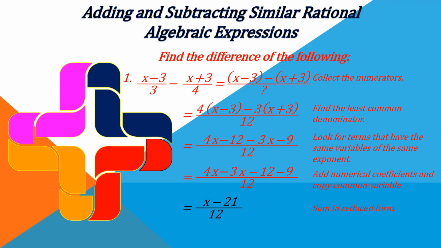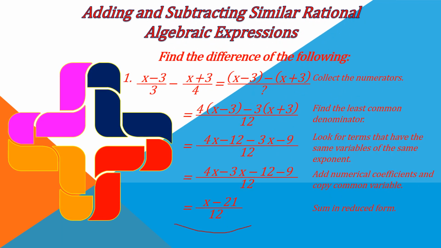And the next step is to find the answer in reduced form, and this is already our reduced form, which is (x minus 21) over 12.